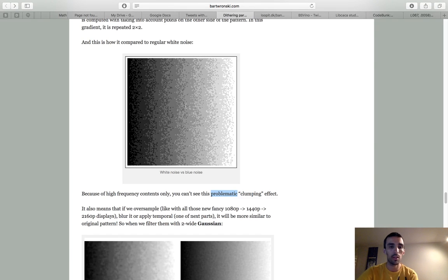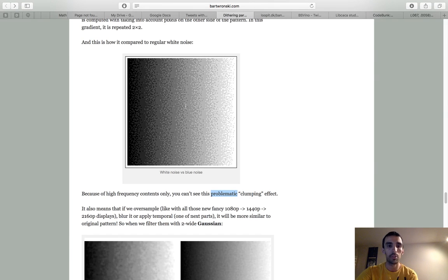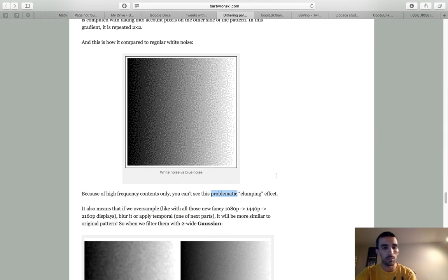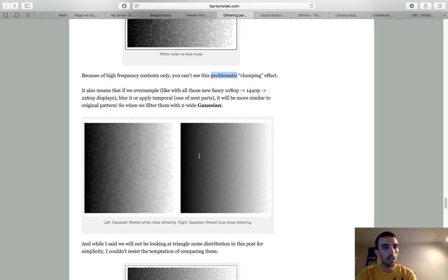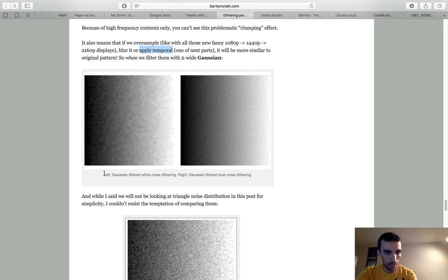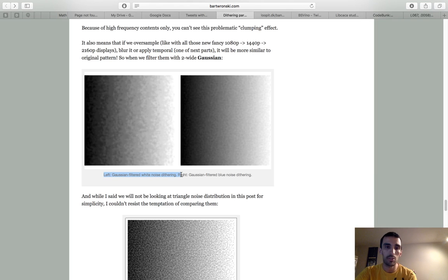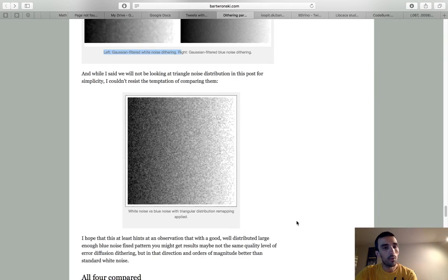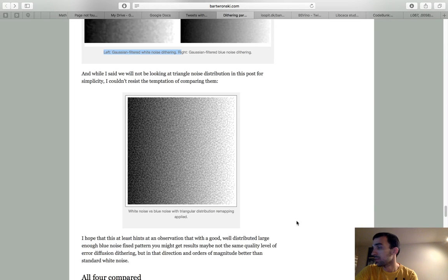Whereas with the blue noise, where they're only high frequency, there are none of those larger features, and so you have more of an even spread. So that does look a little bit better. It also means that if we oversample, like with all those new fancy high resolution displays, and then blur it or apply temporal blur, then it will be more similar to the original pattern. That's true. Blurring can go a long way. So you blur the noise and that gets rid of even more of the low frequency content. And a blur is basically the same thing as a low pass filter.